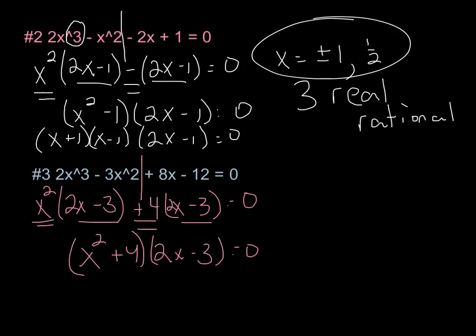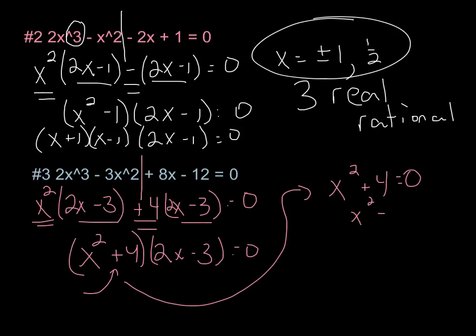Now x squared plus 4 doesn't factor. You can't break it up. So you're going to have to deal with it a different way. You're going to have to set it to 0. Subtract 4 from both sides. And then take the square root of both sides. So x is actually plus or minus 2i. Do you get that? You take the square root of both sides.